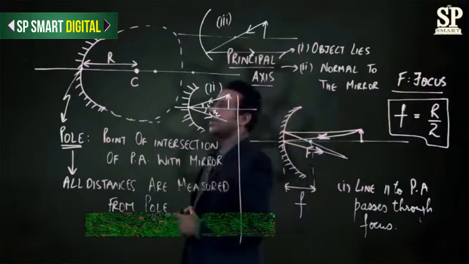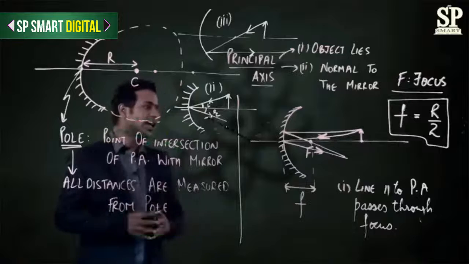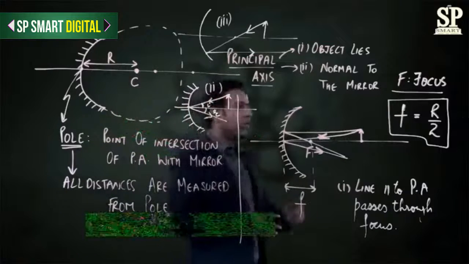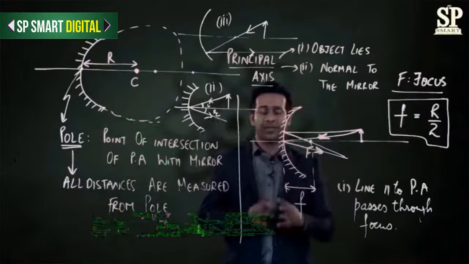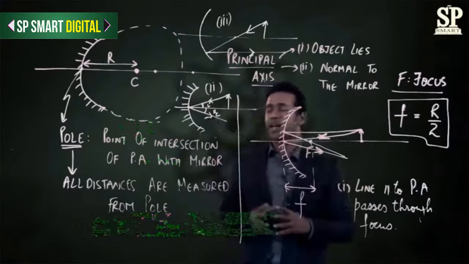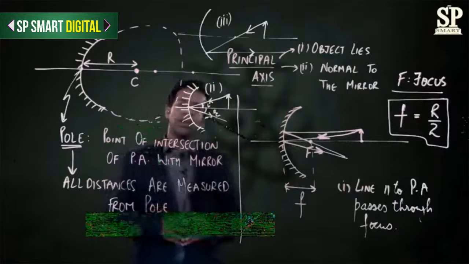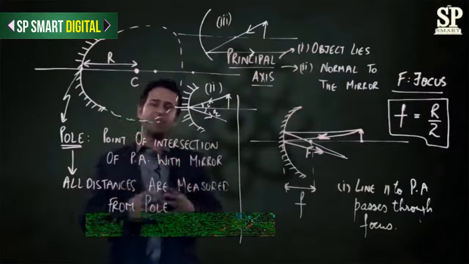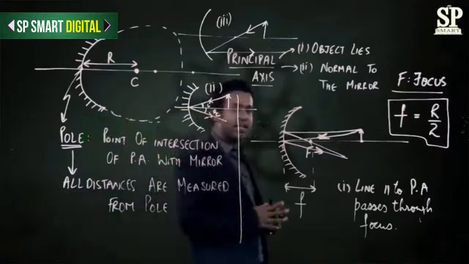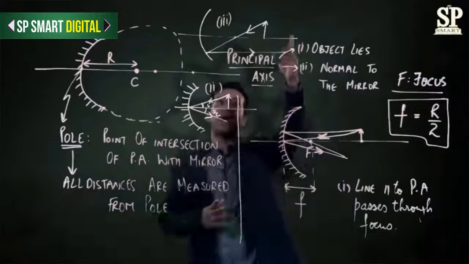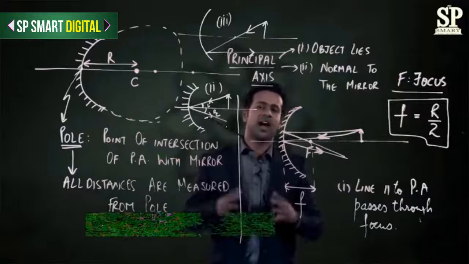Then we saw three principles which are used to obtain images. The first is that any ray which is parallel to the principal axis will pass through the focus after reflection. The second principle is that any ray which is directly incident on the pole is reflected back at the same angle at which it was incident. And the third principle is that any ray which passes through the focus will become parallel to the principal axis after reflection.